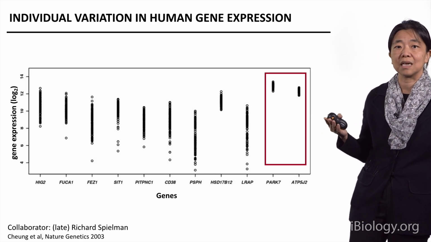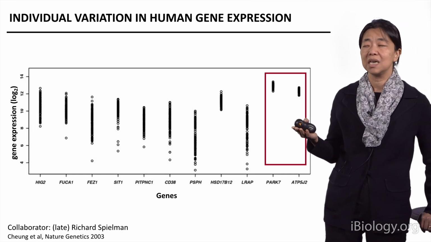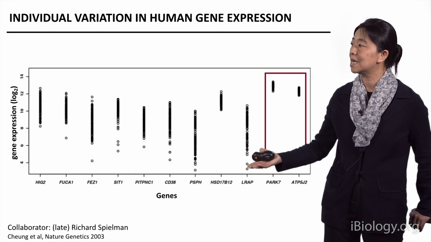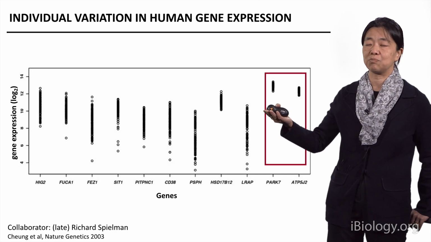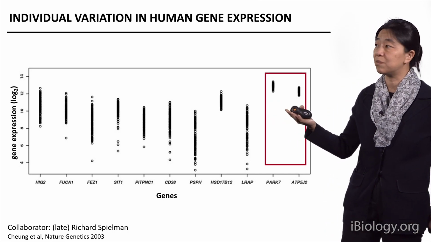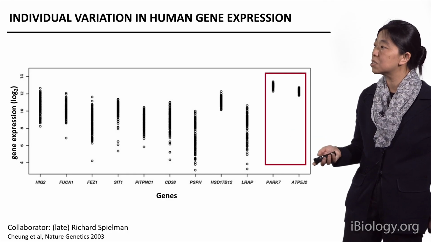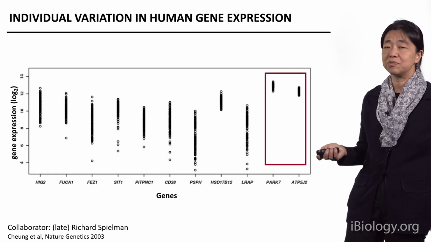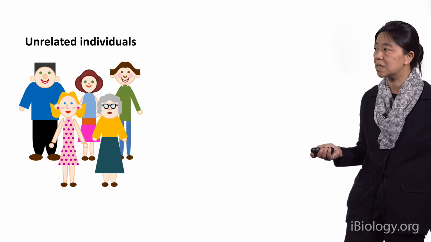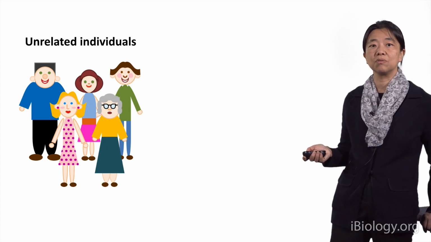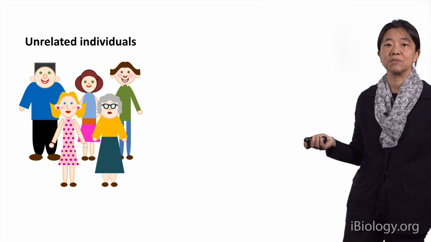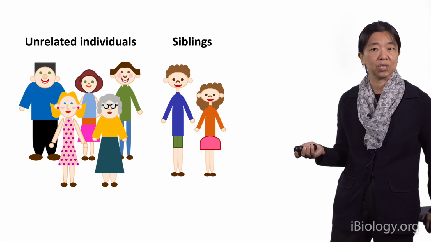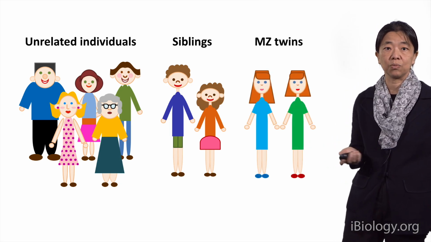On the y-axis is the log2 scale of gene expression. Each individual is shown as a dot. So the individual with the lowest expression level in this gene versus the individual with the highest expression level, there is at least a 10 to 20-fold or even more difference. If we want to know if there is a genetic basis to this variation, what I've shown you on this slide are data from unrelated individuals. We need to look at people who are related, such as siblings in a family, or people who are genetically identical, such as monozygotic twins.